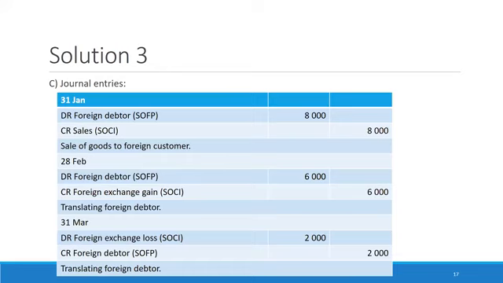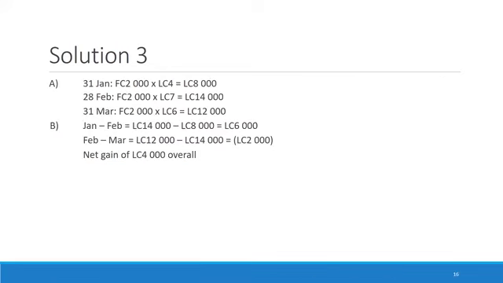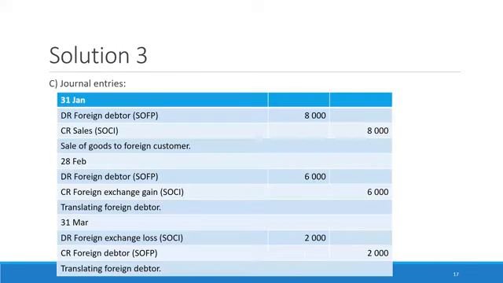Okay, so on the 31st of Jan, we debit our foreign debtor with 8,000 Rand. How did they get that? What have we recognized this debtor at in part A at 31st of Jan? We're recognizing it at the spot rate of 8,000 Rand. We're bringing it into the books at 8,000 Rand, and credit the sales because we have made a sale to a foreign customer.